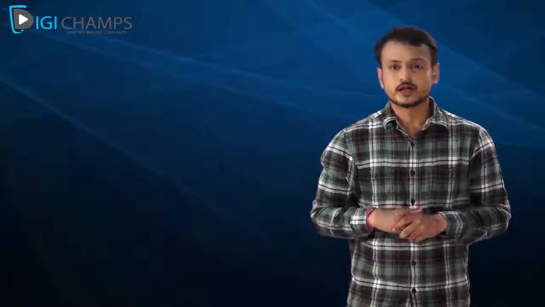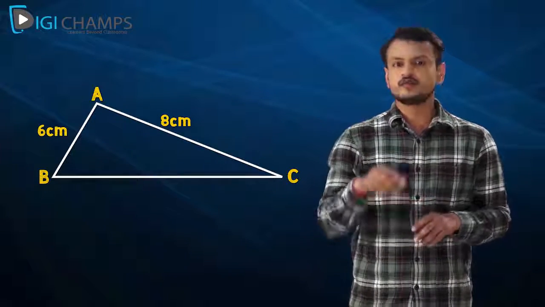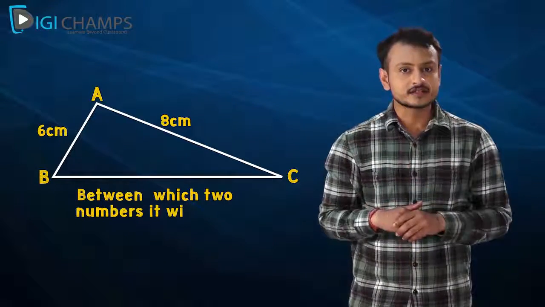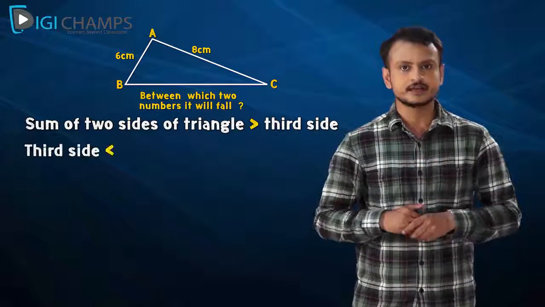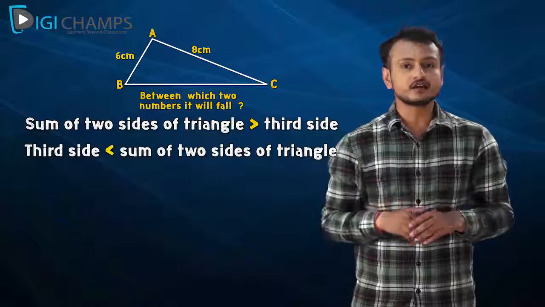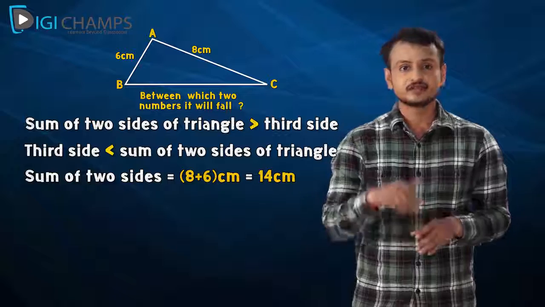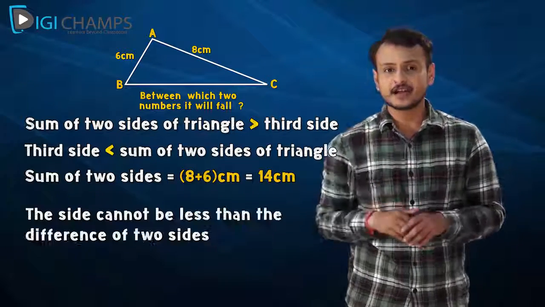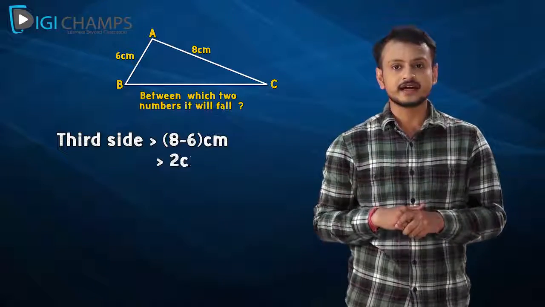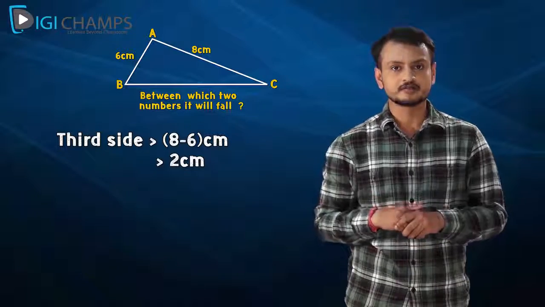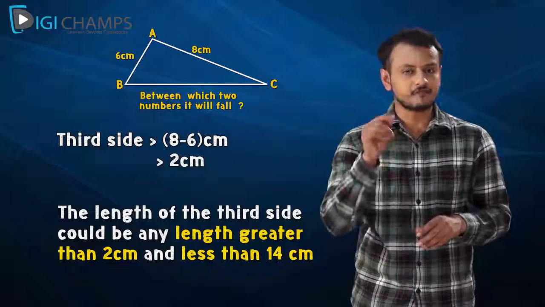Another question for you. The lengths of two sides of the triangle are 8 cm and 6 cm. Between which two numbers can the length of the third side fall? We know that the sum of two sides of a triangle is always greater than the third side. Therefore, the third side should be less than the sum of the other two sides of the triangle. Therefore, the third side is less than 6 plus 8, which is equal to 14 cm. But the side cannot be less than the difference of the two sides. So, the third side is more than 8 minus 6, which is equal to 2 cm. The length of the third side could be any length greater than 2 cm but less than 14 cm.